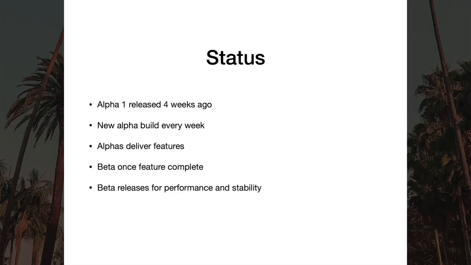The status of the project: we released Alpha 1 about 4 weeks ago. We're going to do a new alpha build every single week, so right now we're on Alpha 4. The idea is the alpha is not for production use. It's for playing around, testing it, and giving us feedback on the features and the user experience. We're going to continue to deliver features in the alpha phase. Once we've finalized the feature set that we're happy with for what will be 2.0, we will switch into beta mode. When we switch into beta mode, that's when we'll do bug fixes and performance and stability work, and basically just focus on that.